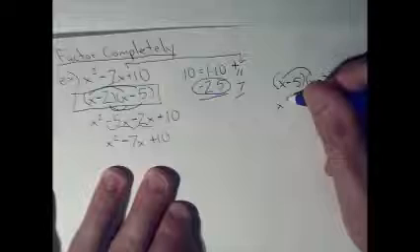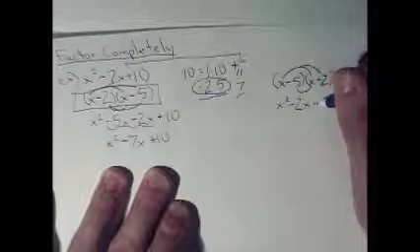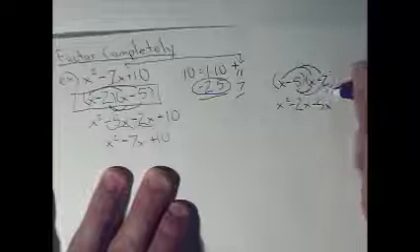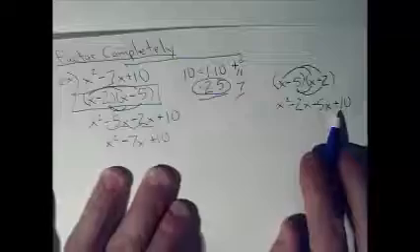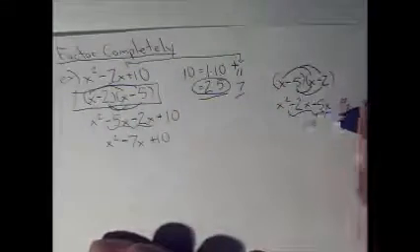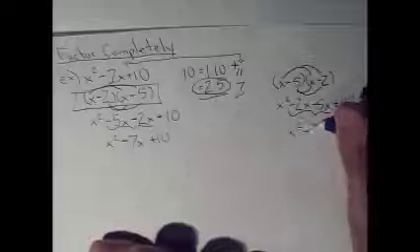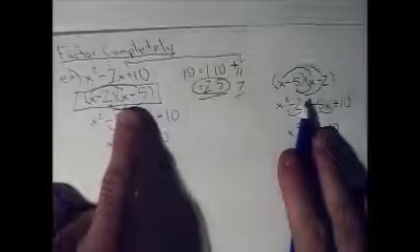X times x is still x squared. X times -2 is -2x. -5 times x is -5x. -5 times -2 is a positive 10, which notice, negative times a negative still gave me a positive, order didn't matter. -2x minus 5x, I still end up with a minus 7x. Order will not matter when we check it. It gets us the same answer.